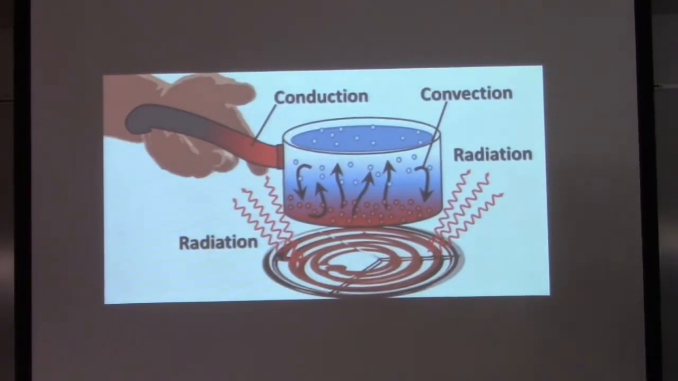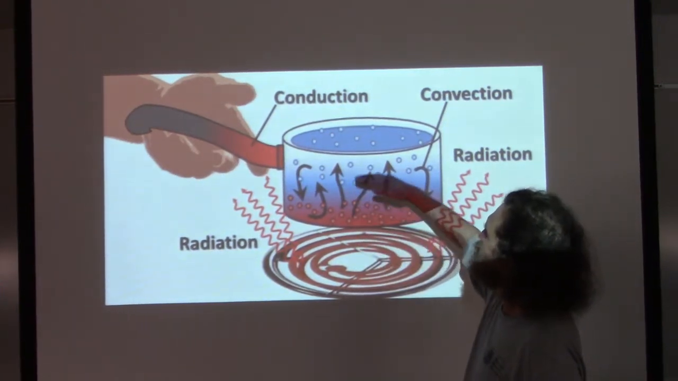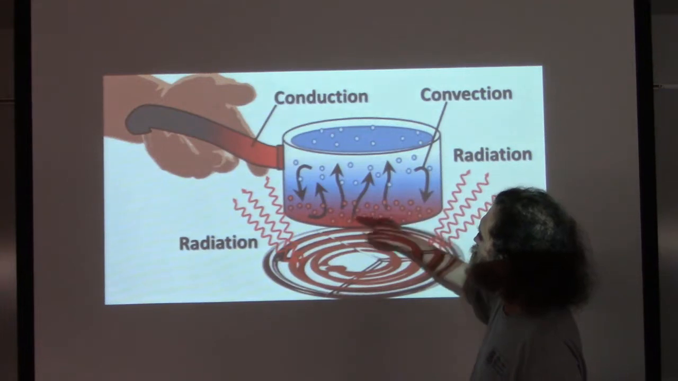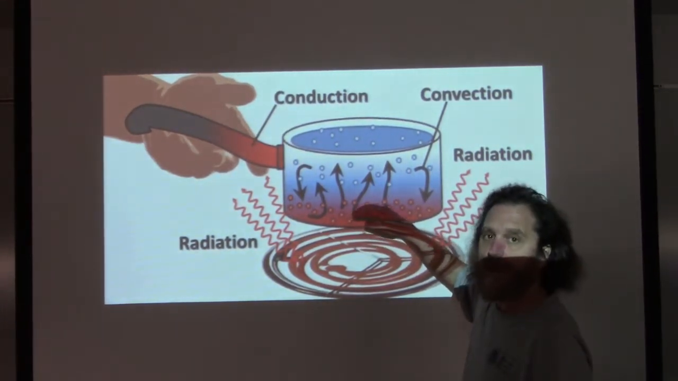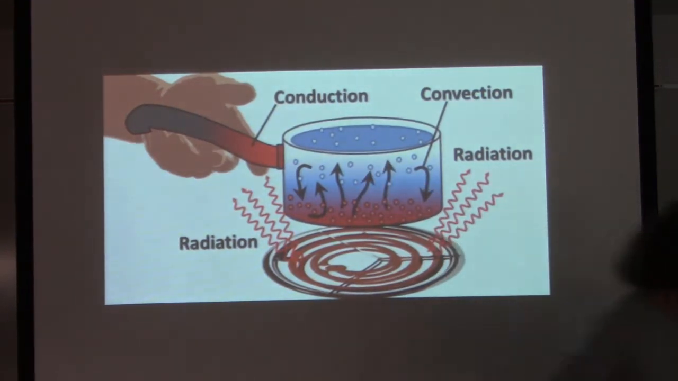Well, here's the example that I just drew on the board, convection inside a pan of water. The coil heats the bottom of the pan. The water at the bottom of the pan becomes less dense and becomes buoyant in the surrounding water and so floats up and swirls like this.